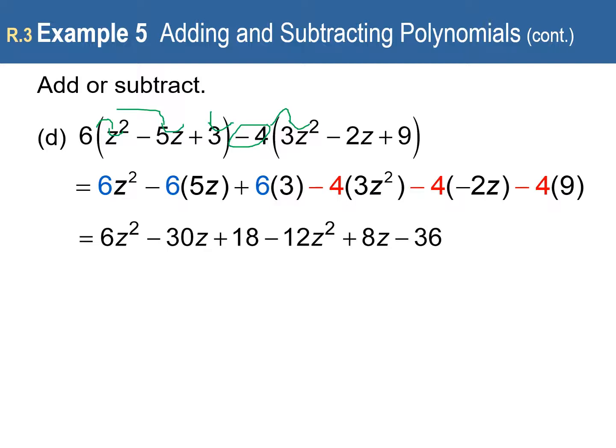Simplifying these, doing the multiplication. Now you collect your like terms. So it'll be negative 6z squared, negative 22z minus 18.